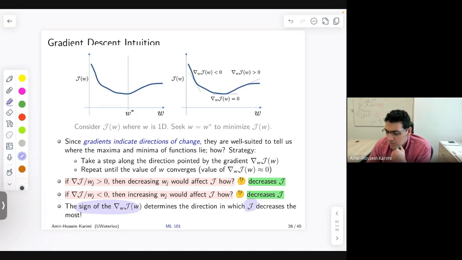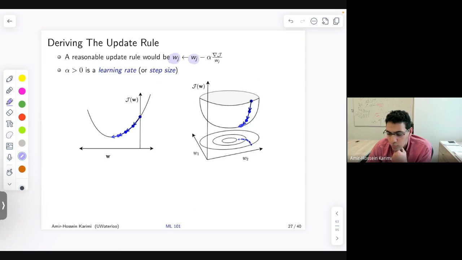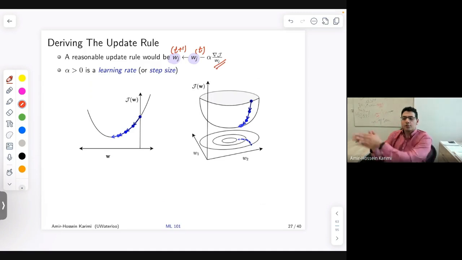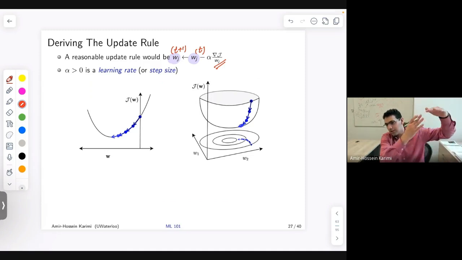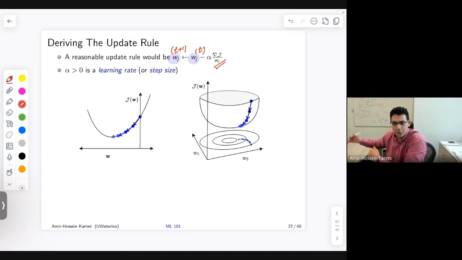So if I want to put these ideas together, maybe a reasonable update rule for my loss is the one at the top of the page here. I'm going to say that at iteration t+1 of my iterative optimization problem, I'm going to take the previous value of Wj at iteration t, and I'm going to subtract the value of the gradient from it. If the gradient is positive, then of course I'm going to be moving towards the part where loss goes down. If the gradient is negative, I'm going to be moving towards the part where the loss again goes down.